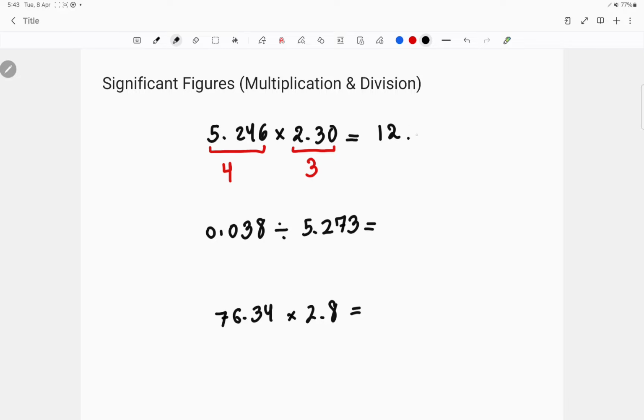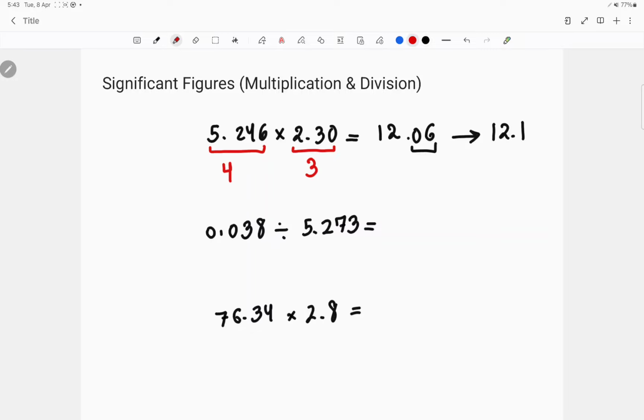Now my answer is going to be, I meant, 12.0658. I must only keep 3 significant figures. Therefore, I have to remove the 58. And this 06 has to be rounded to a 1. So I'm going to get 12.1.